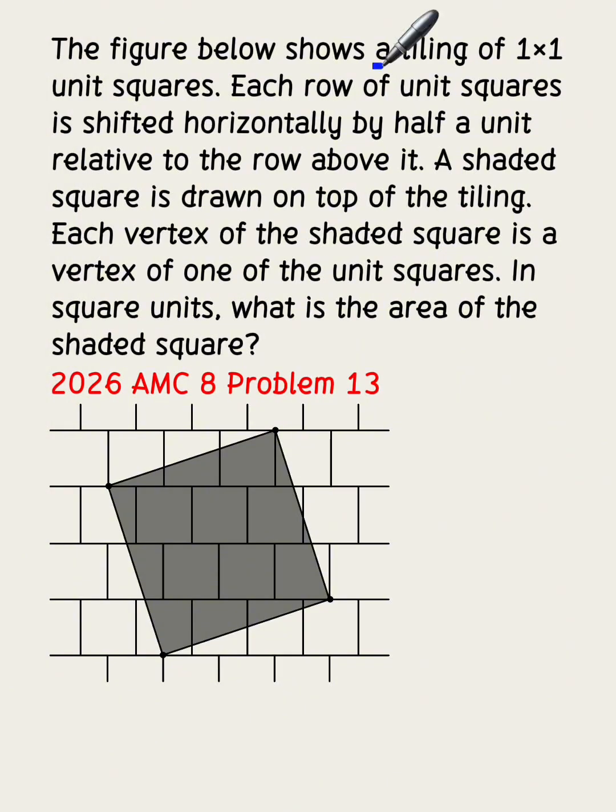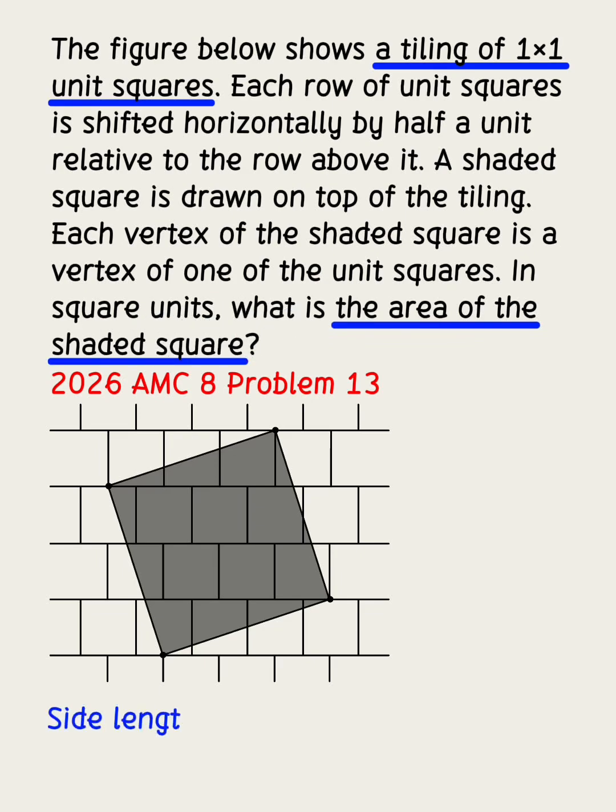Here, the wall is tiled with 1 by 1 unit squares, as shown. Find the area of the large shaded square.